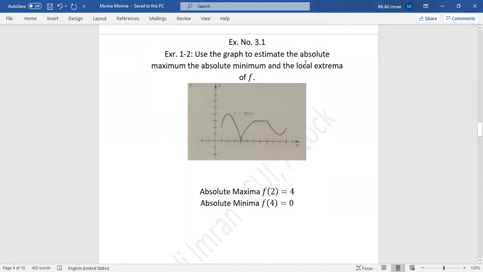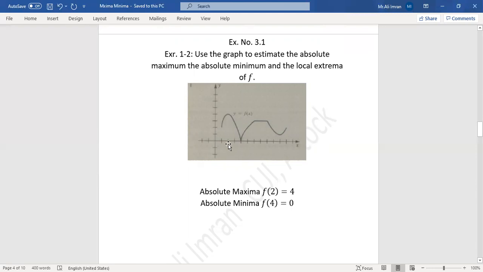Use the graph to estimate the absolute maximum and absolute minimum and the local extrema of f. We will emphasize in these two questions on global maximum or absolute maximum, or absolute minimum. If we consider this graph of function f of x, this is the highest value. This is the highest value, that will be called absolute maximum, and this is the lowest or deepest point, that will be called absolute minimum value.